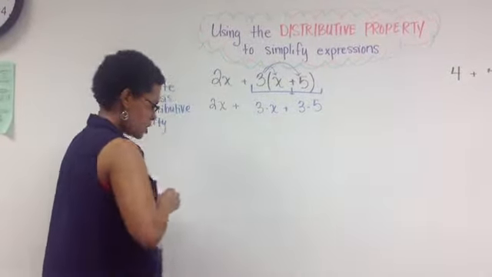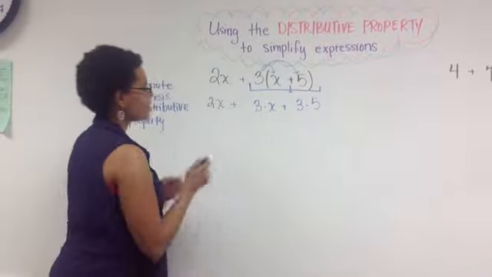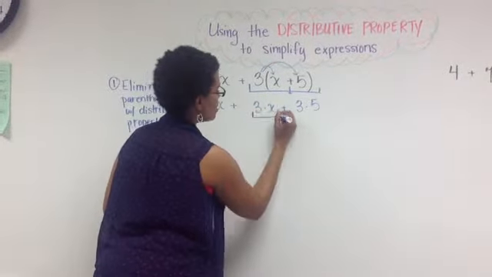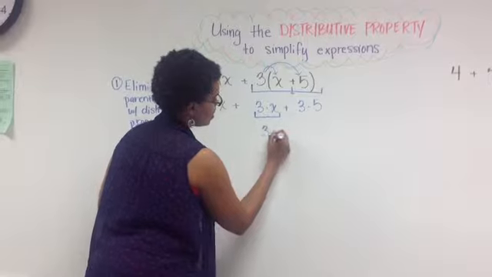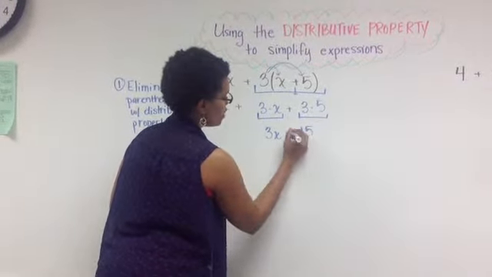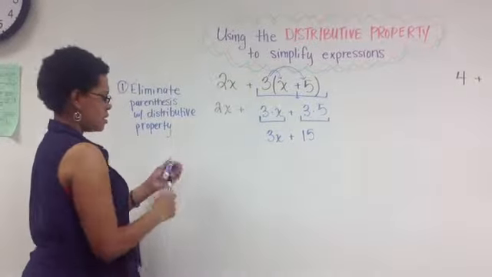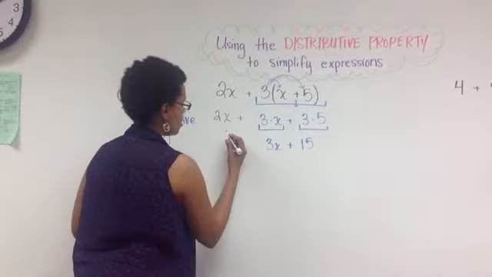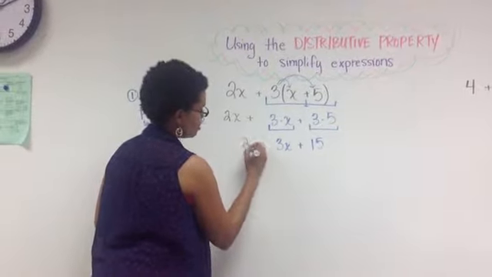Now I'm going to go ahead and do that multiplication. 3 times x is 3x. 3 times 5 is 15. Go ahead and bring down that plus sign. And don't forget about the rest of the expression. Don't leave it out.